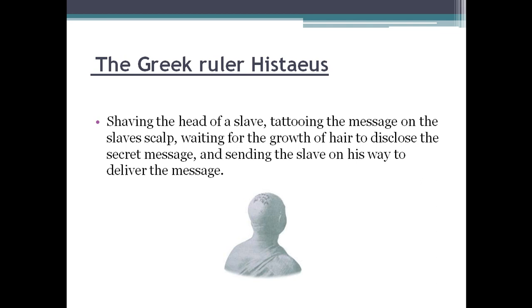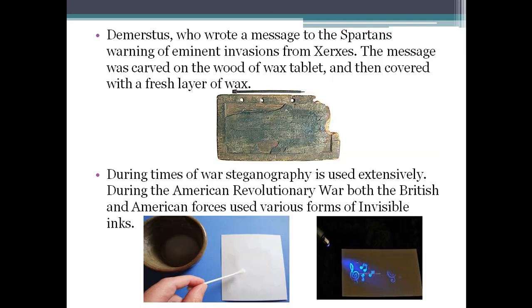Now this is a very interesting story about that ruler. He used to shave the heads of his slaves, tattoo the message over the scalp, and then wait for the hair of that slave to grow. Once the hair grew, he would send that slave to the person with whom he wanted to communicate. That person would again shave the head of the slave and deduce the information. This was really exciting, but obviously it is not feasible and practically cannot be done nowadays.